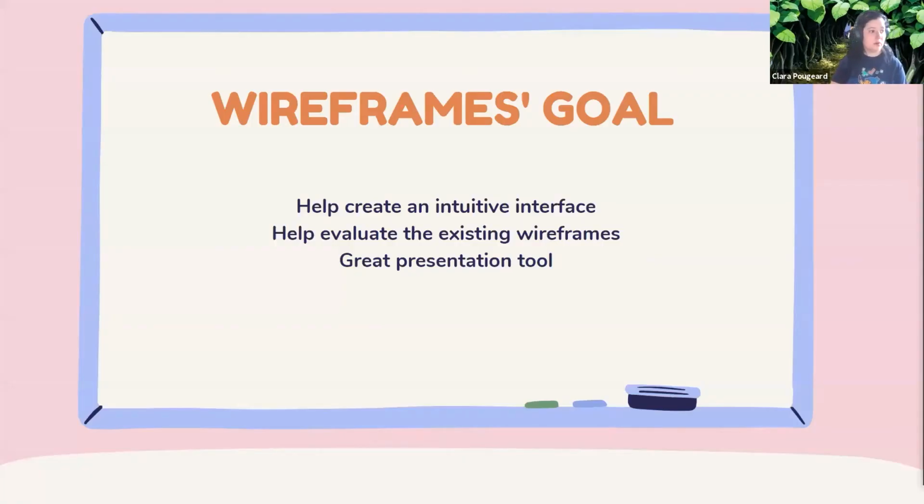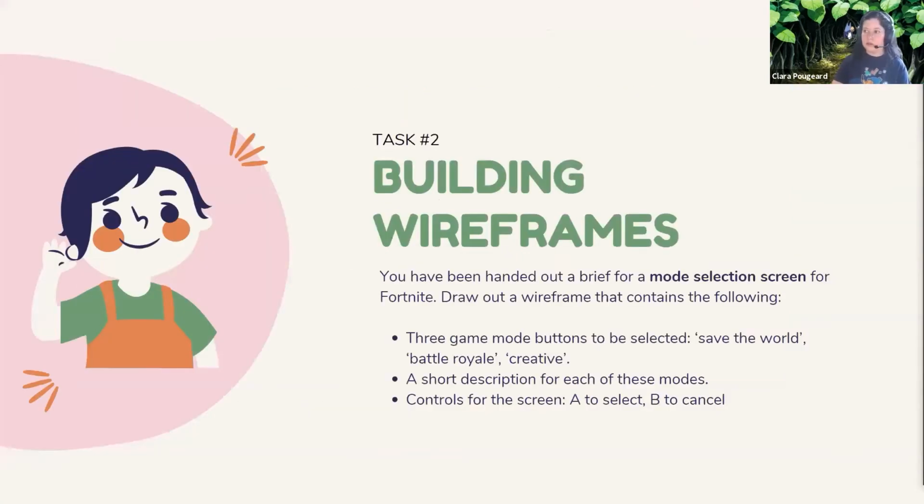The goal of wireframes in general is to help create an intuitive interface. Within wireframes, we can understand better how a screen works, iterating and making sure it makes sense. We can also evaluate the existing wireframes. So when we have a lot of different screens that are all going to be together in one menu, we can see if we have repeating composition, for example, like text information always being on the right side of the screen. And like I said, it's a great presentation tool. So let's start by building our own wireframe.